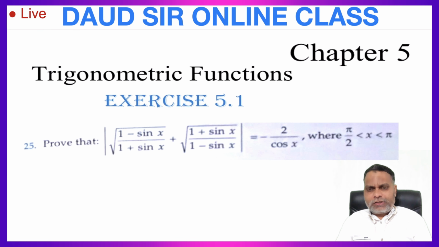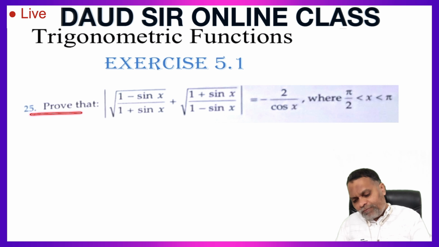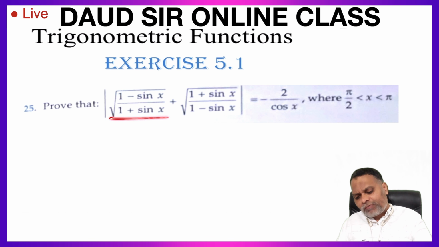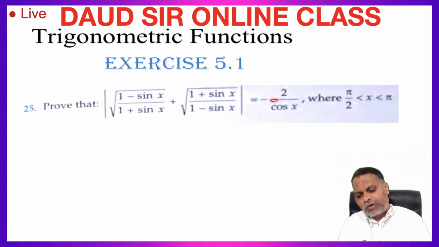Dear students, today we are covering trigonometric functions, chapter 5, class 11th, R.D. Sharma exercise 5.1. The remaining questions we will solve. Now question number 25. Prove that modulus of under root (1 minus sin x upon 1 plus sin x) plus under root (1 plus sin x upon 1 minus sin x) is equal to minus 2 upon cos x, where x is greater than pi by 2 and less than pi.